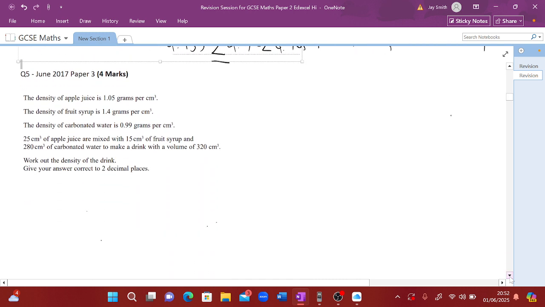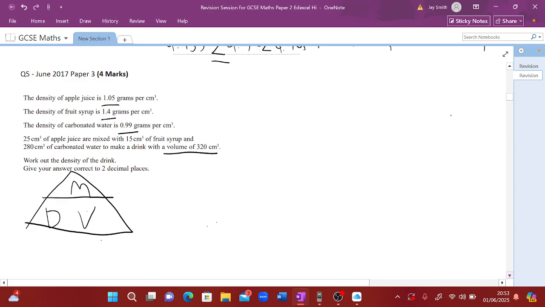Okay, so now it's asking about density. We're given the density of an apple juice, the density of a fruit syrup, and the density of carbonated water is 0.99. We are given the volumes of each of these and the total volume, which is 320. Okay, so we're given density, and there's mass, and there's volume. So you really need to know this little triangle, MdV. So this is your mass, your density, and your volume.